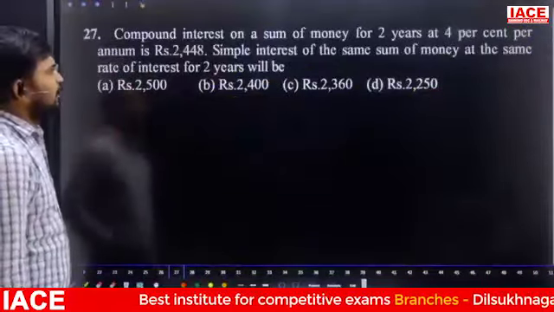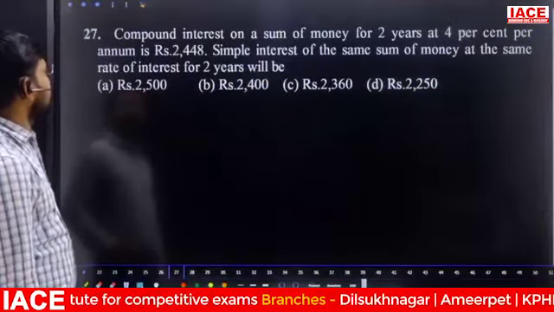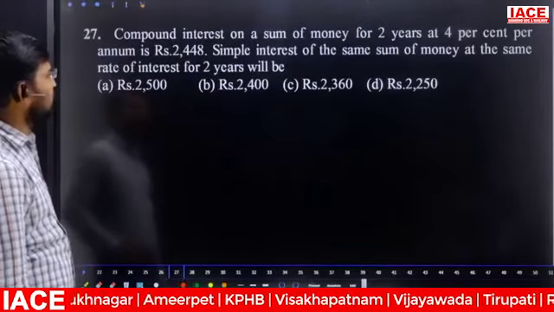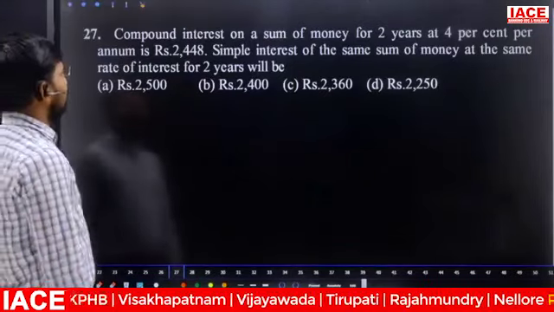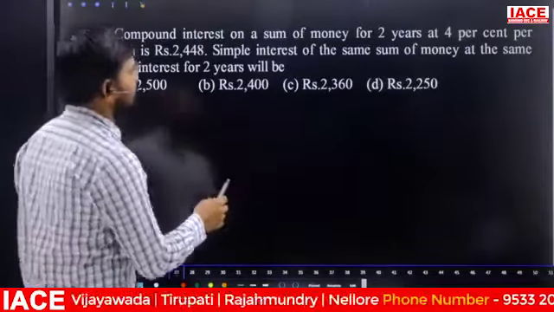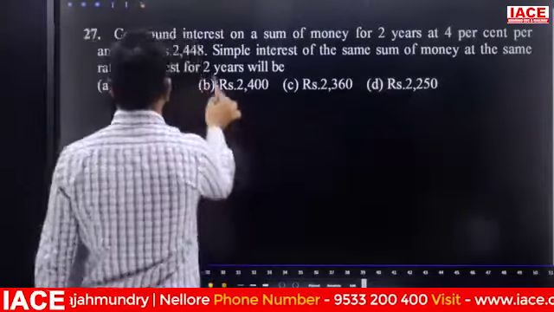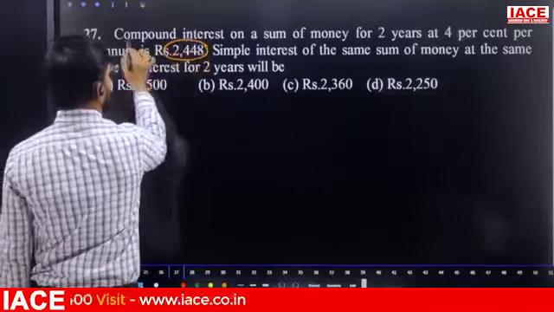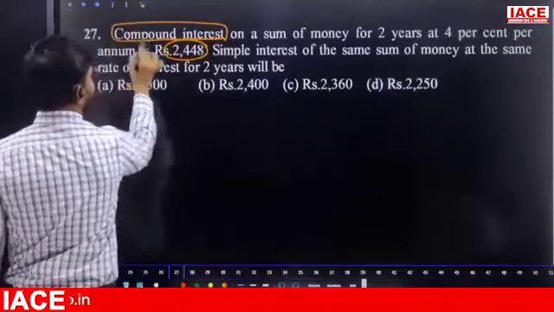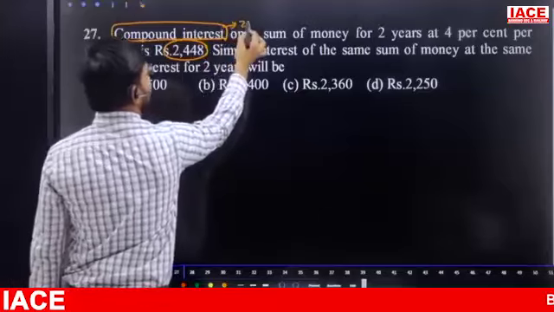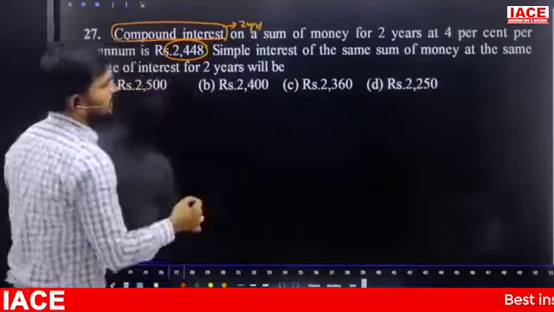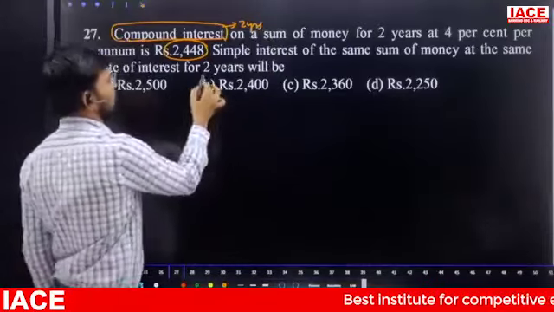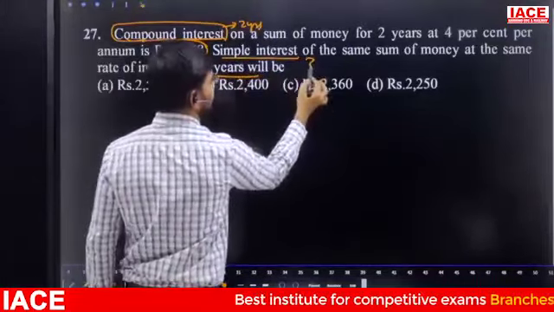Compound interest on a sum of money for 2 years at 4% per annum is 2,448. Simple interest on the same sum at the same rate of interest for 2 years will be how much? They have given compound interest for 2 years, 2,448. They're asking the simple interest for the same sum and same rate. Simple interest is how much?